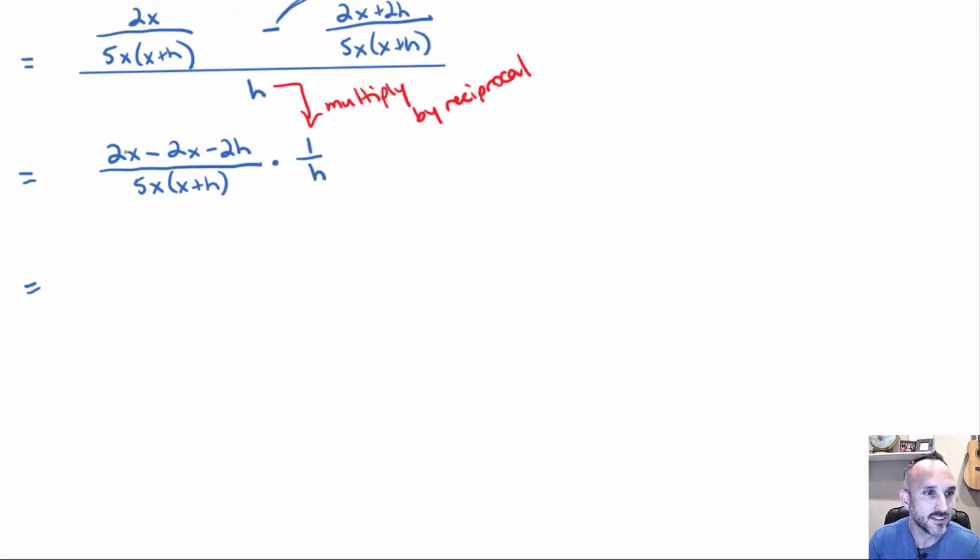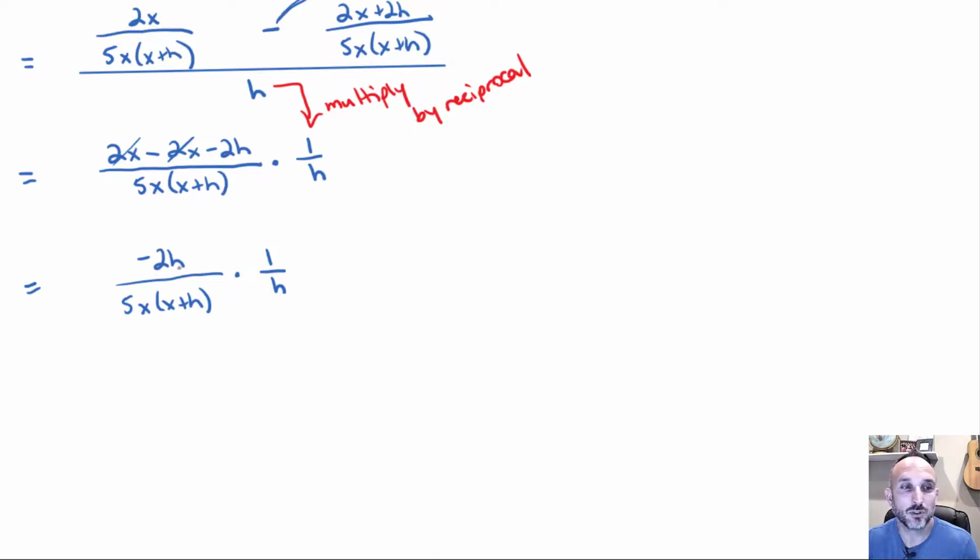So let's subtract on top. 2x minus 2x cancels. So now I've got negative 2h over 5x times x plus h, and that's multiplied by 1 over h. So to multiply the fractions, I would multiply straight across, giving me negative 2h on top, and this h would just be multiplied on the bottom. So you can write that step out if you want. So you'd have negative 2h on top, and on bottom you have 5hx times x plus h.